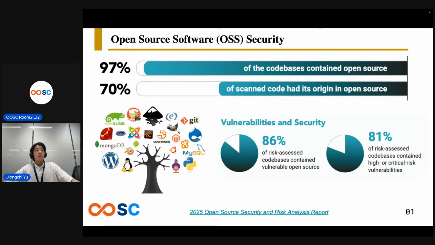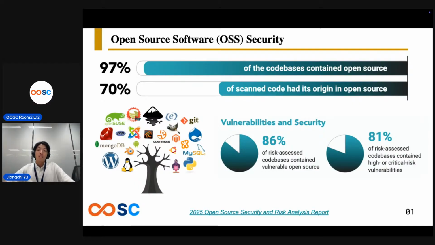However, because everyone can contribute to open source software, the quality of open source software has been a long-discussed topic in both academia and industry. They found that most of the audited codebases contain vulnerable open source software, and a lot of codebases contain high impact or critical risk vulnerabilities, which demonstrates that if we are using open source software, the code is not guaranteed to be safe.